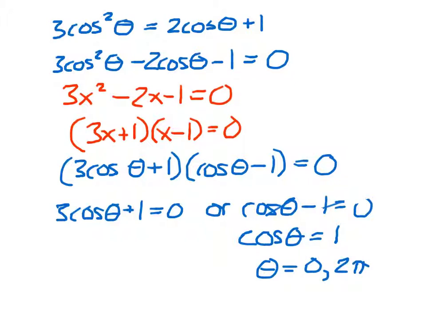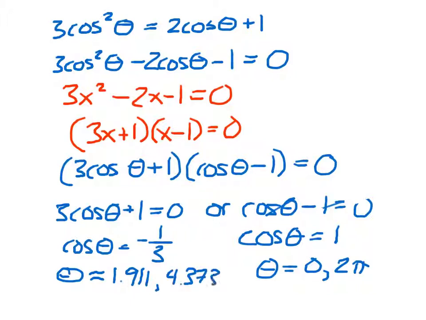On the other hand, on the left hand side, we have cosine theta equals negative 1/3. And here I'll have to use working angles, keeping in mind that we have a negative ratio, so I'll have to use the modulus first and then use symmetry. If you go through that process, which I urge you to do, you should get theta is approximately 1.911 or 4.373. And those are your 4 solutions to this problem.